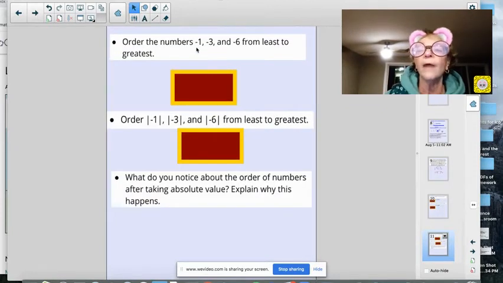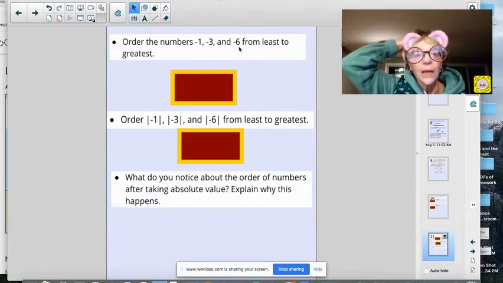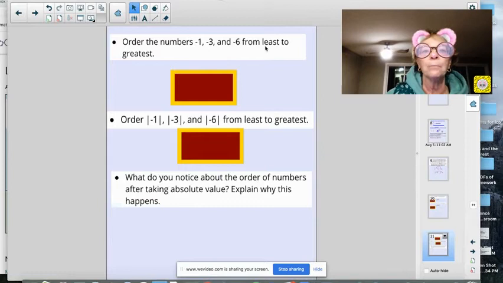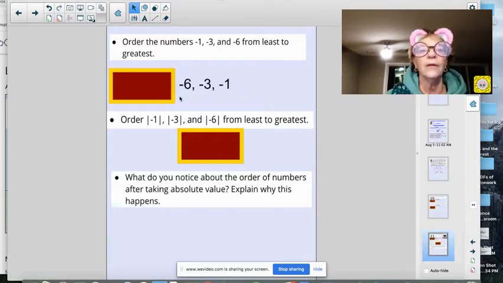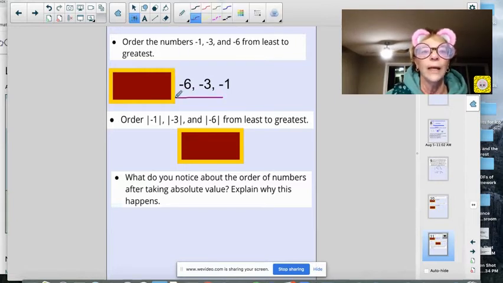But now I've got -1, -3, and -6. This is that stop the video time. Give it a try. Order them from least to greatest. You should have this, right? Because the smallest is -6. It's going to be way over here on that number line when 0's here. And -1's going to be there.